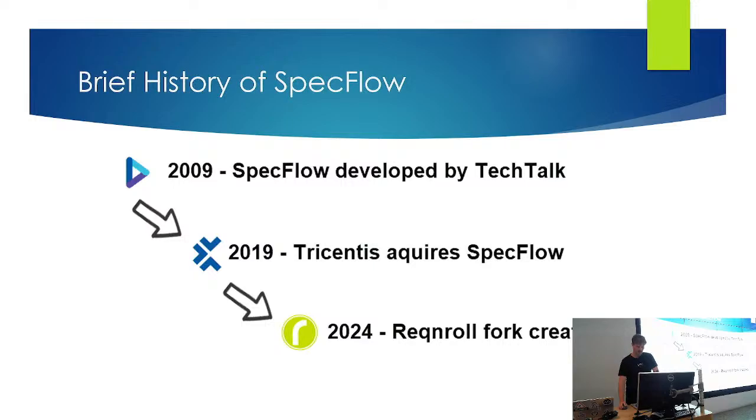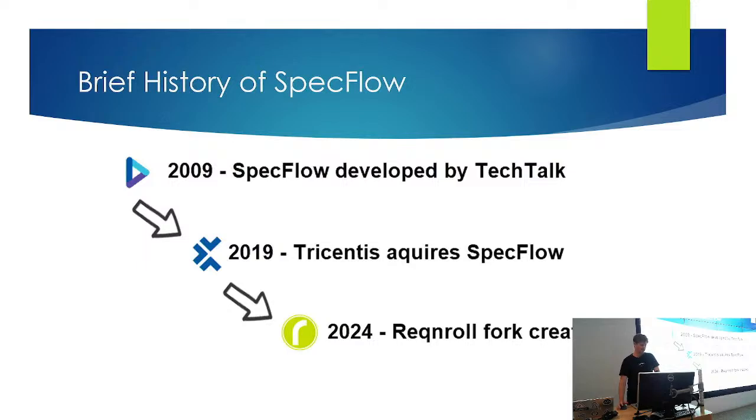Okay, so a brief history of SpecFlow. I'll tell you why I've bothered to give this in a second. SpecFlow was started in 2009. In 2019, it was acquired by Tricentis. So they've produced some other test products as well. It still does exist, and it's still a thing in Tricentis, but this year really, it was forked to a new project in GitHub called Reqnroll.